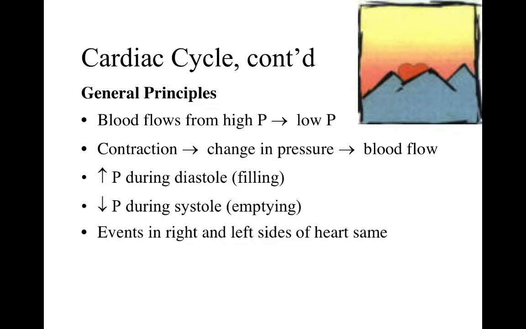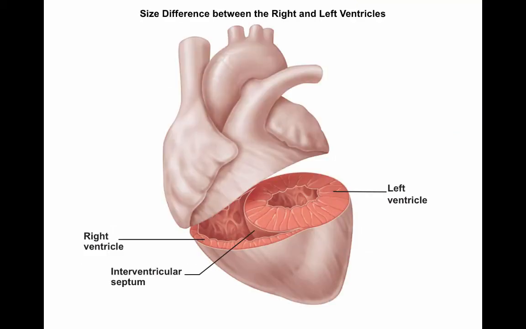The events in the right and left sides of the heart are the same. However, pressures are lower on the right side than on the left, due to the right side only having to pump to the lungs, while the left side pumps to the entire body. Some of this is the size difference between the right and left ventricles; you can see this incredible muscular size difference in the left ventricle as compared to the right ventricle. It makes sense because the left ventricle has to push a lot harder to get all the way to the tips of the toes and the top of the head than the right ventricle, just having to push next door into the lungs.